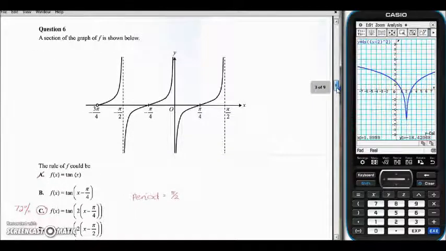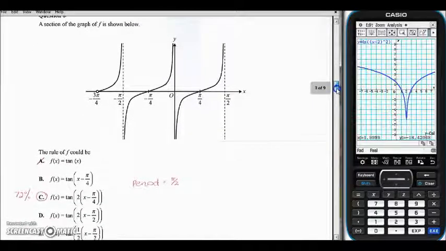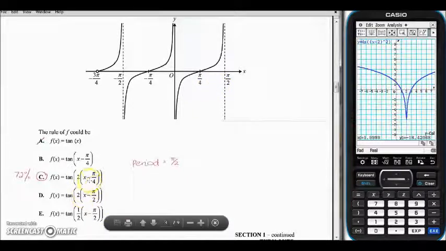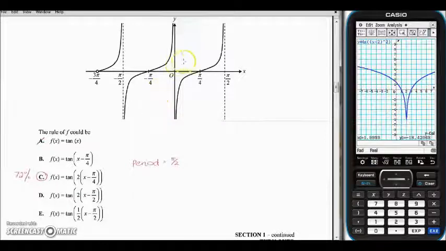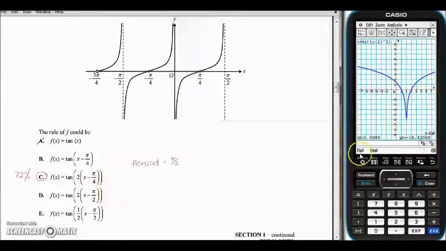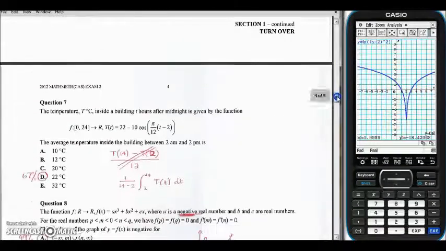Question 6, we clearly have a tan graph here. We've got to figure out what the rule for this function could be. I'd straight away look at the period. The period is pi on 2, so it either has to be C or D. And then if you know what a normal tan graph looks like, which this part here would go through the origin, so it looks like it's been moved to the right by pi on 4, which would give you C. Now, if you weren't sure whether it was C or D, you could always just graph the two of them and figure it out like that. Up to you, but looks like 72% got it right.